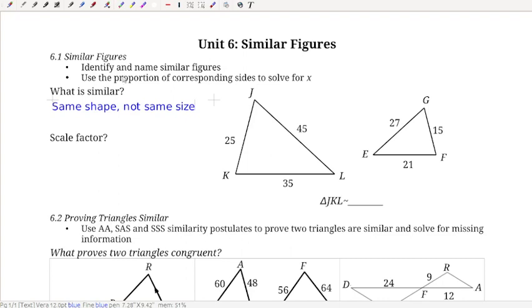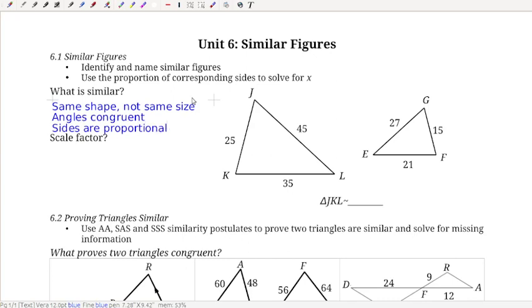And so we need to be able to identify whether they're exactly the same shape and be able to name them if they are similar. So how do we show that two things were similar? We said that means that their angles have to be congruent. So angles are congruent still, but the sides are proportional.